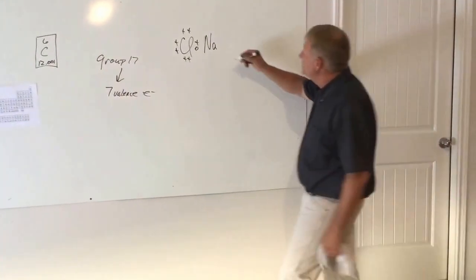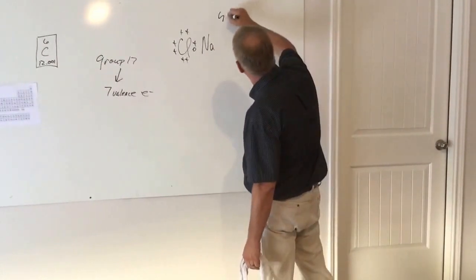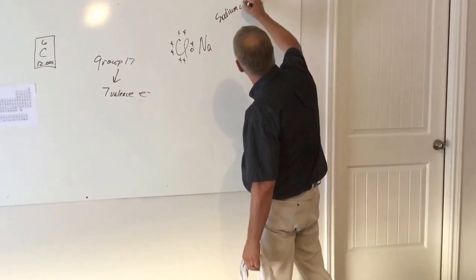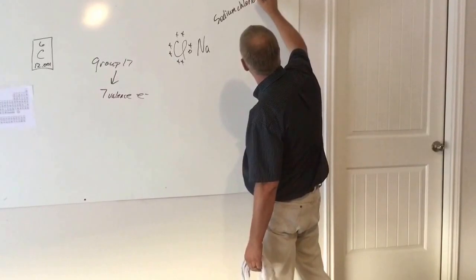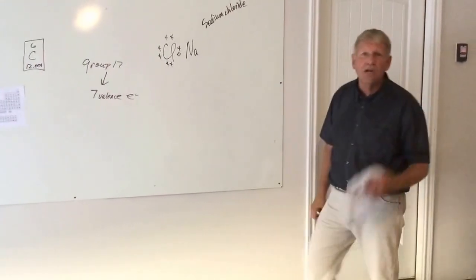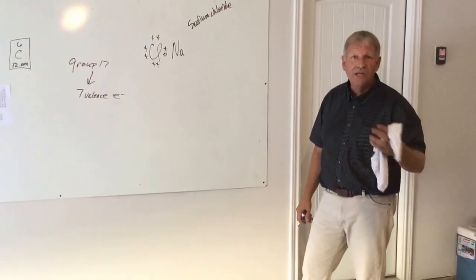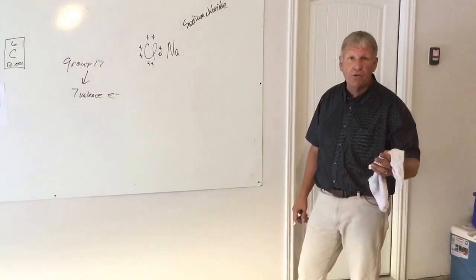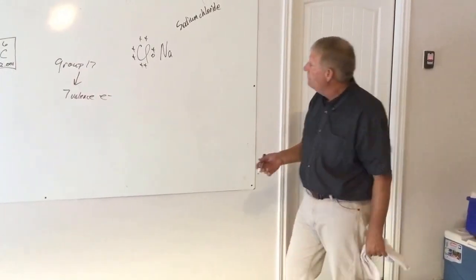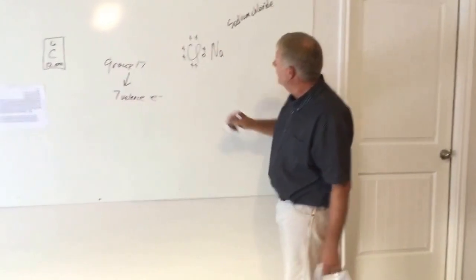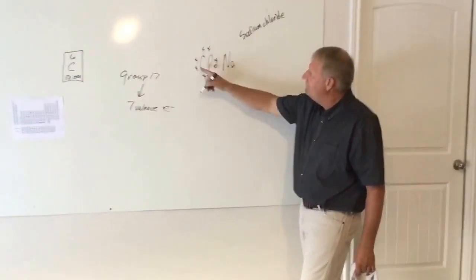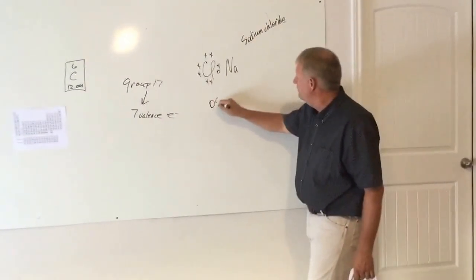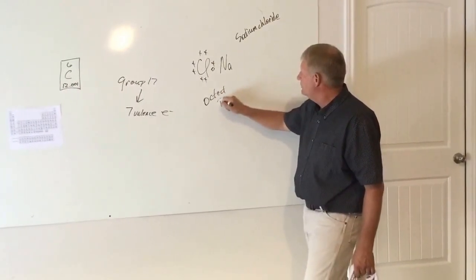So this is sodium chloride, also known as table salt, also extremely important in your body. We need some salt. We're going to talk a little bit later about how the sodium breaks down. But look what we have. What we have here is the octet rule. You remember that? We have the octet rule.